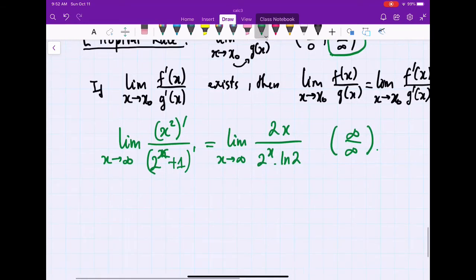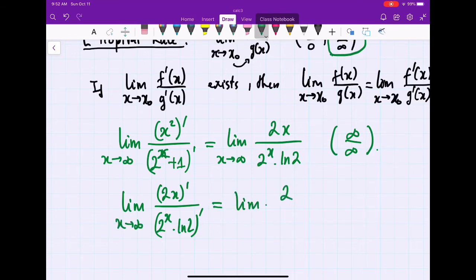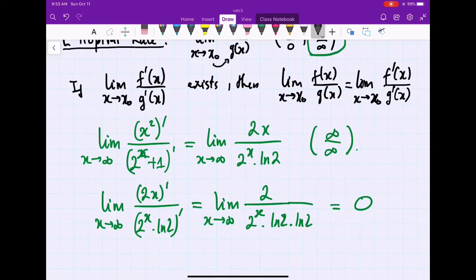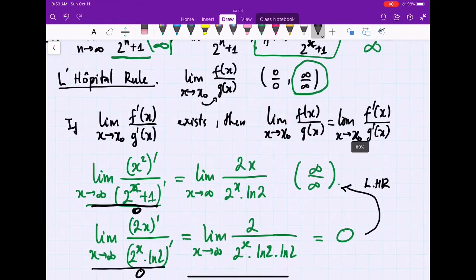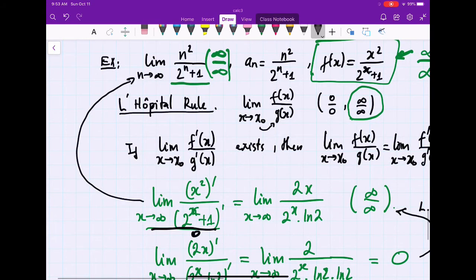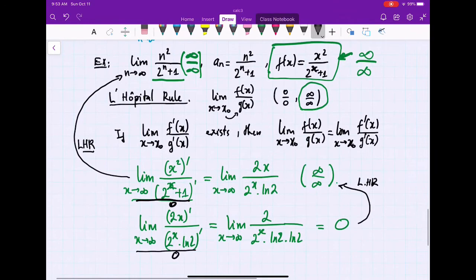So you differentiate one more time. You consider the limit of the derivative of 2x over the derivative of 2 to the x ln of 2. This is equal to the limit of 2, because on the top the derivative of 2x is just 2, and here you have 2 to the x ln of 2 times ln of 2, as x approaches infinity. Of course, this is 0, because on the top you have a constant. So since the limit of this one is 0, by L'Hopital's rule the limit of the original one is also 0. Does that make sense? So you have to apply L'Hopital's rule twice.